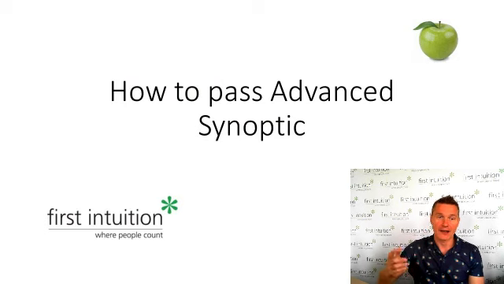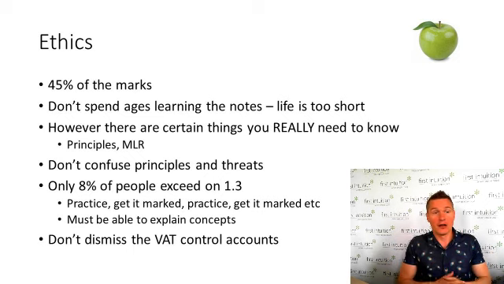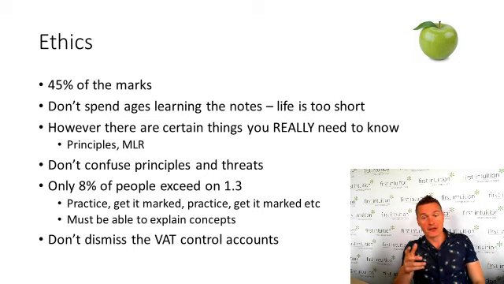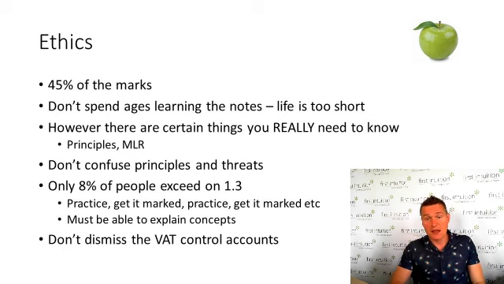So, look at this. How to pass Advanced Synoptic. That's what it says. So, first thing you're going to see in your exam is ethics. Unfortunately, it's only worth 45% of the marks. When I say only, I mean, if you didn't get those 45, you'd fail, because you still need 70 over the entire paper. Now, I'm not going to lie to you, ethics is boring.